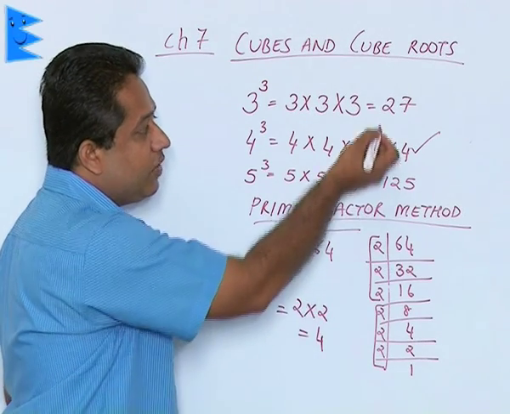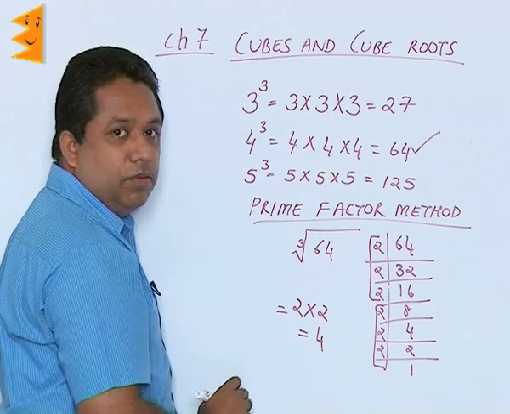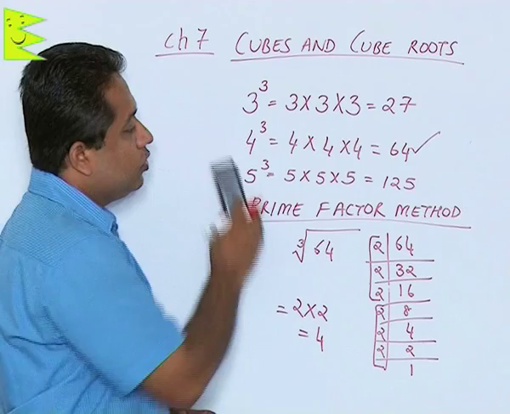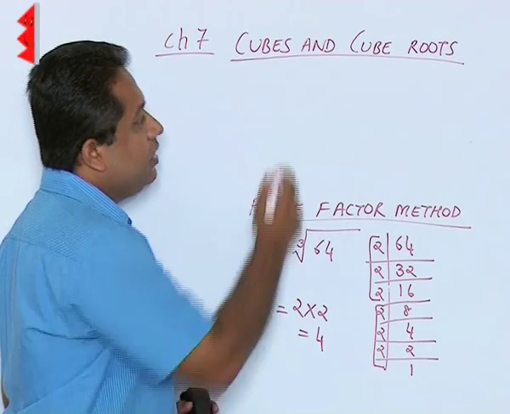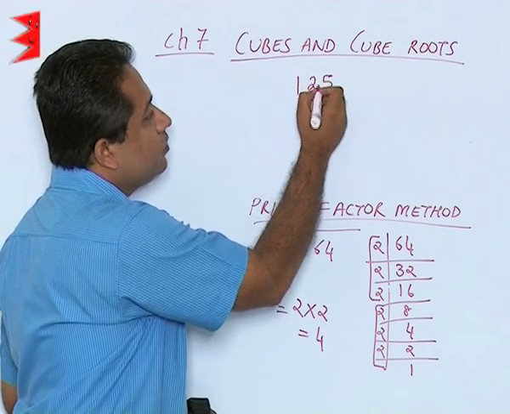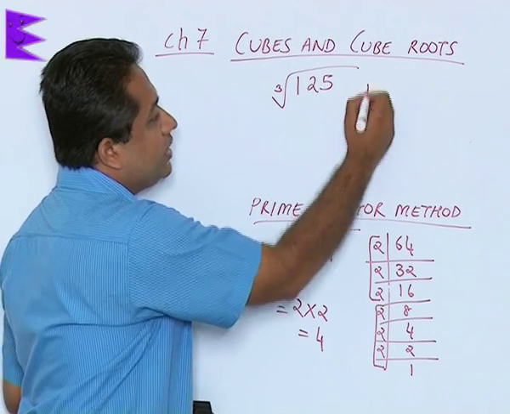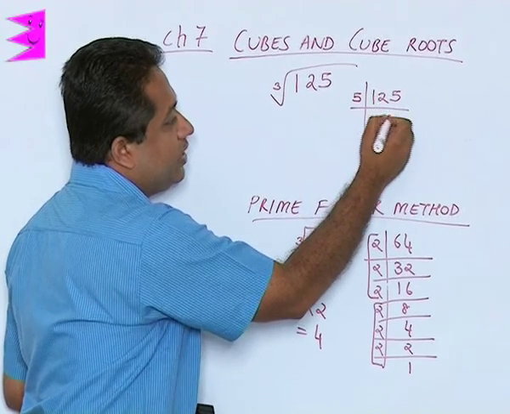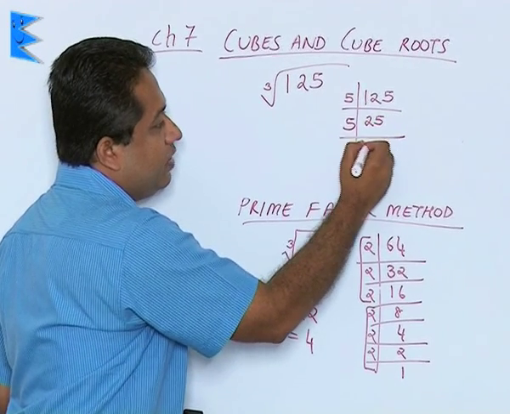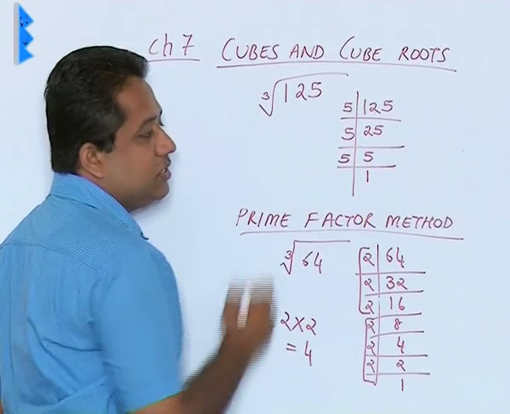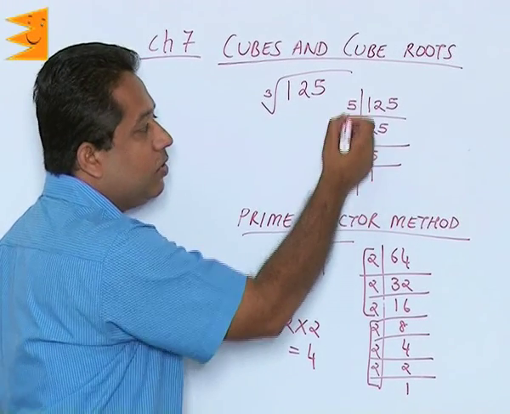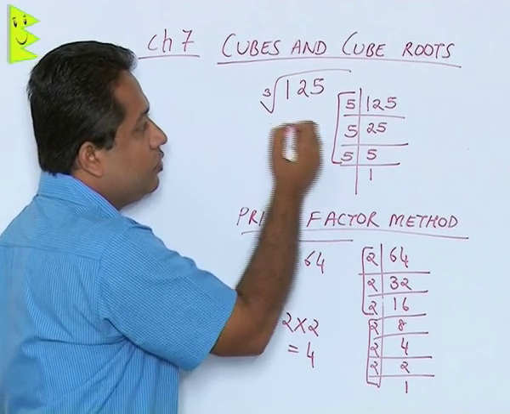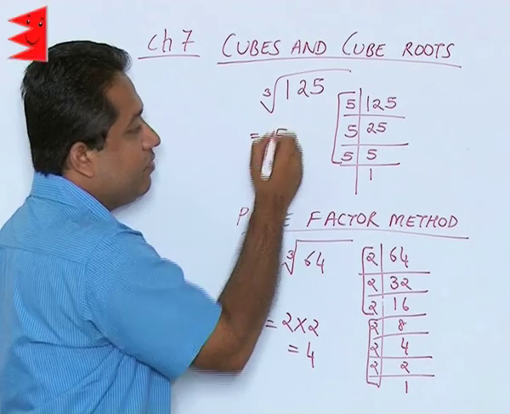In the same method we can find out the cube root of other numbers. Suppose we want to find out the cube root of 125. So, cube root of 125, again by prime factor method we can find out the factors of 125. So, 5 goes 25 times, 5 goes 5 times here and 5 goes once. So, we find that there are 3 numbers, all the 3 numbers are identical, that is 5s, and this becomes a group. So, we can say cube root of 125 is 5.